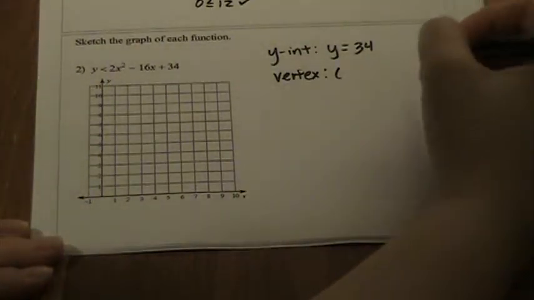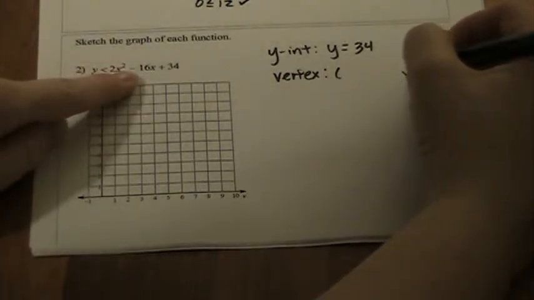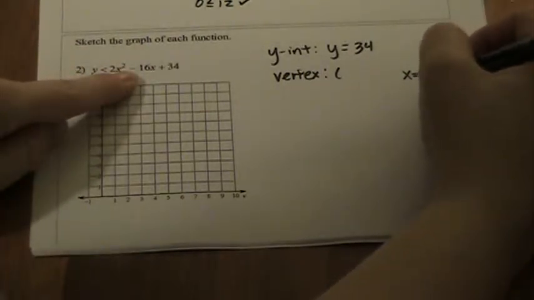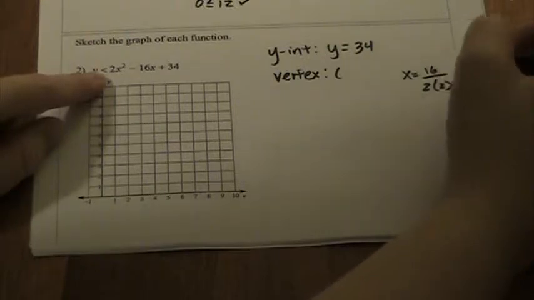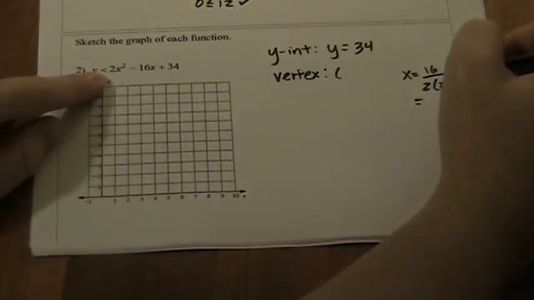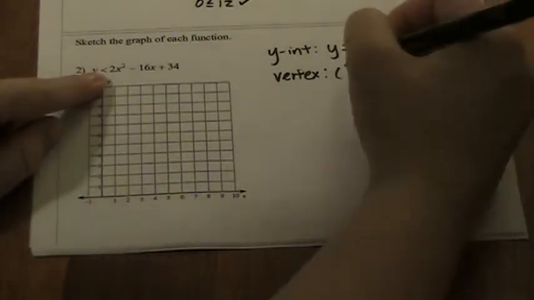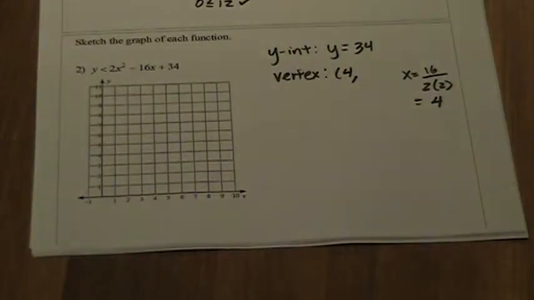The next point I want to find is the vertex. To find the x value, I do opposite of b, which would be 16, over 2a, which would be 2 times 2. 2 times 2 is 4. 16 divided by 4 is 4. So the x value of my vertex is 4.